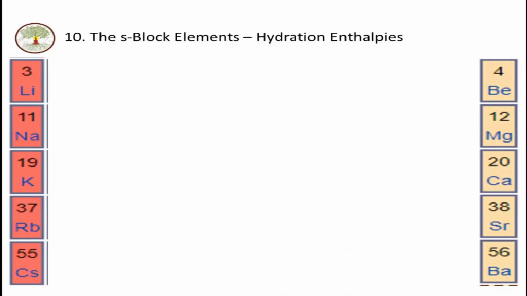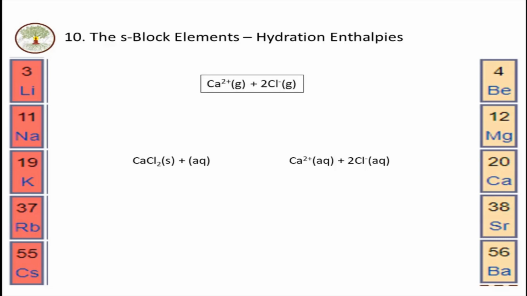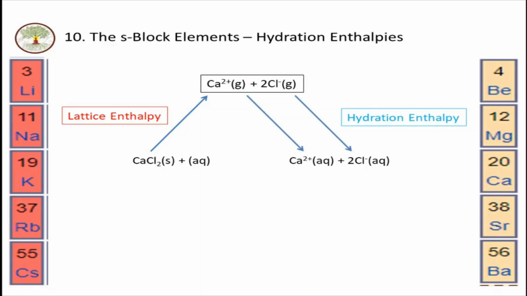Let us take another example of calcium chloride. Calcium chloride dissolves in water to give aqueous calcium and chloride ions. The intermediate stage in this reaction is the formation of gaseous calcium and chloride ions. The energy involved to transform the ionic solid calcium chloride to gaseous ions is called lattice enthalpy. The energy involved to transform the gaseous ions to aqueous ions is called the hydration enthalpy. And the sum of the lattice enthalpy and the hydration enthalpy is called the enthalpy of solution.